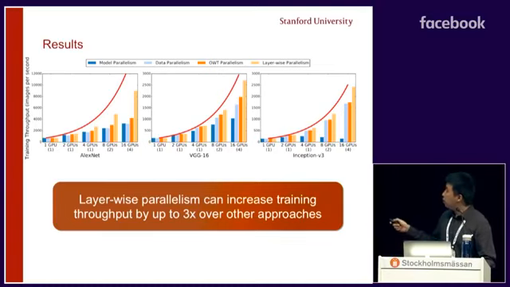And so the right curve shows the theoretical upper bound, which means theoretically what's the maximum throughput we can achieve by using this number of GPUs. And as you can see, layer-wise parallelism can help bridge the gap between the theoretical throughput, the ideal, and the actual throughput we can achieve in real-world systems.